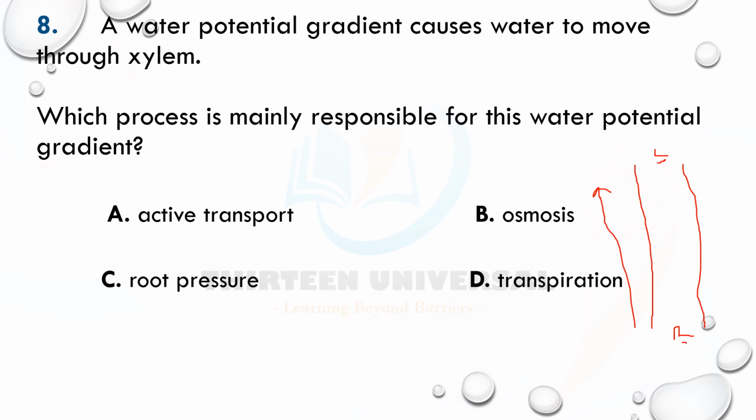Now what creates low water potential in the leaf? That's transpiration, because in the leaf water is constantly being lost by transpiration, and that creates low water potential in the leaf, causing more water to be transported, because water can only be transported down the potential gradient, so moving from high to low. So it's transpiration.